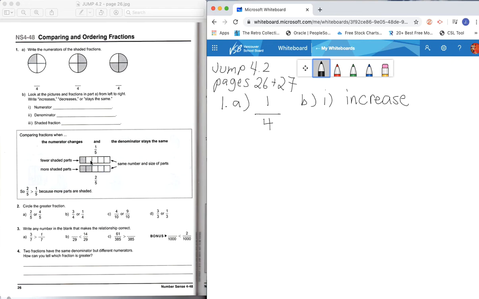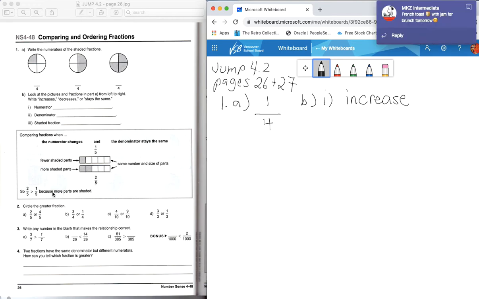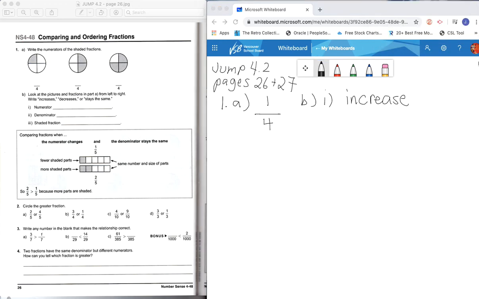So in the first strip of boxes, there are 5 parts and 1 is shaded, so it's 1/5. Okay, this strip also has 5 boxes and 2 boxes are shaded, so it's 2/5. So 2/5 is greater than 1/5 because more parts are shaded. Okay, then circle the greater fraction.